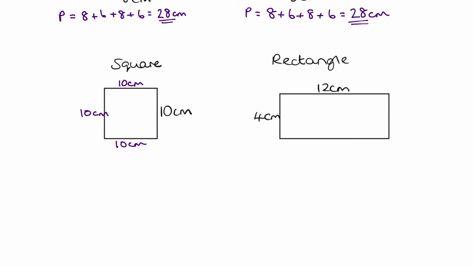Okay, so the perimeter is 10, add 10, add 10, add 10, or if you wanted to do 10 by 4, it's 10 times by 4, it's exactly the same thing. Anyway, you get 40 centimetres.